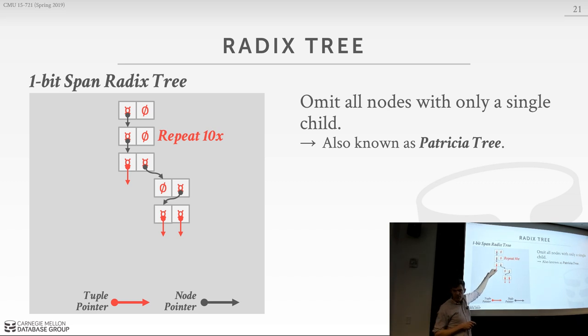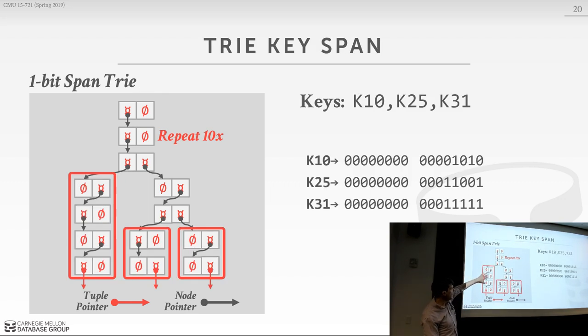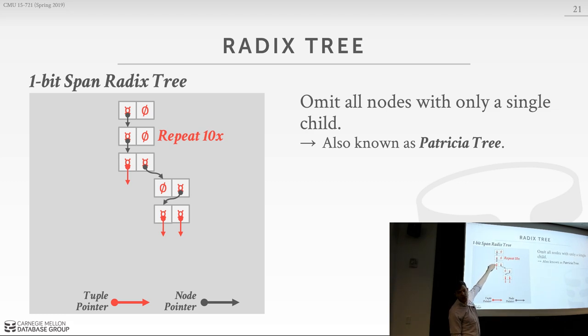Yes? Can't you store the bit pattern on the edge that you compressed? So he says, couldn't you store the bit pattern here that you compressed just up in here and then do an exact match? Yes, you could do that. And Judy arrays do that in a second. Yes.